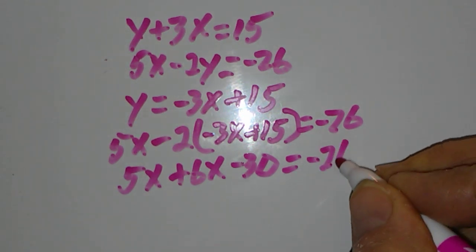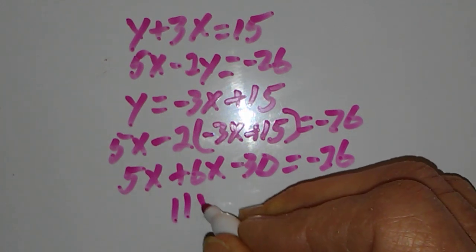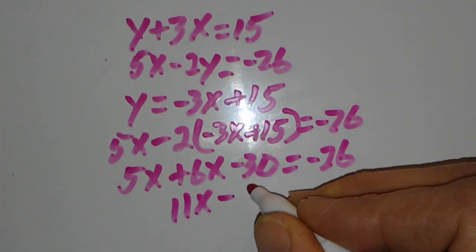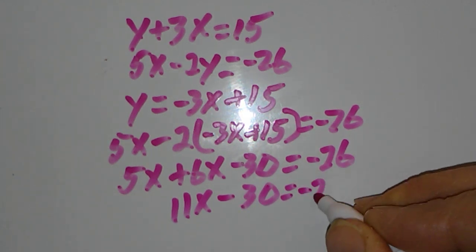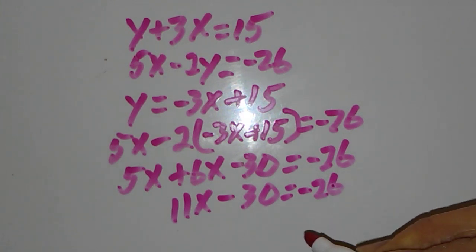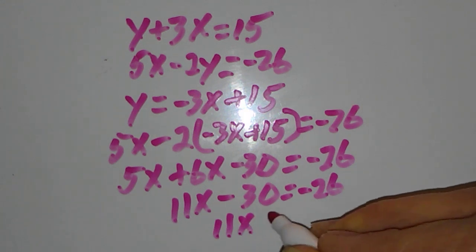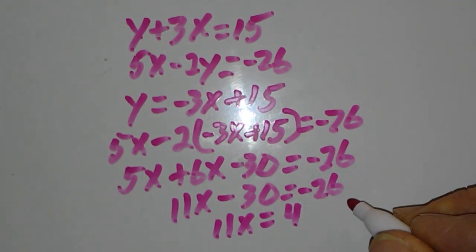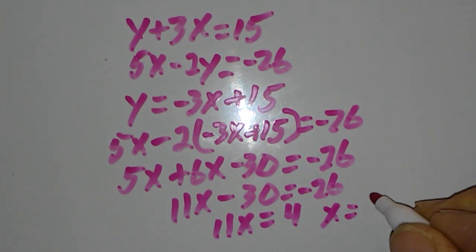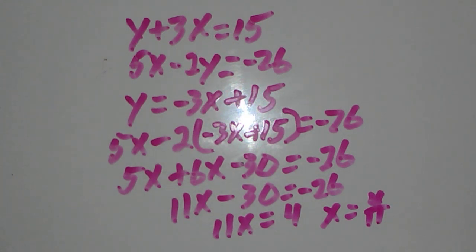5x plus 6x is 11x minus 30 equals minus 26. This isn't going to work out well. We'll see. We get 11x. We add 30 to both sides equals 4. X equals 4 11ths. We divide both sides by 11. Is that a nice number? No, that's not a nice number.